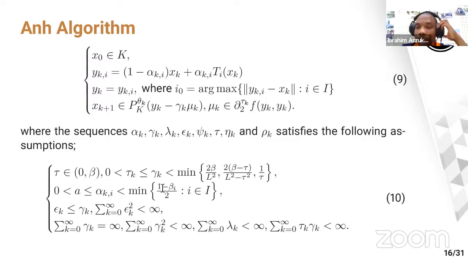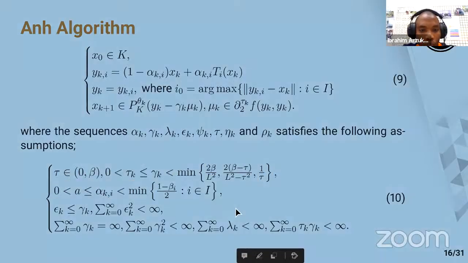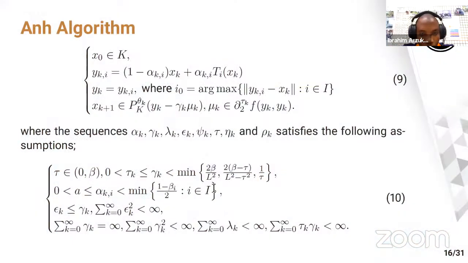Good afternoon, all. In 2021, the following algorithm was developed in order to solve the equilibrium problem over the fixed point set. He used the following algorithm 9, and made the following assumptions on the sequences of parameters of his algorithm. You can see the algorithm has many conditions. It needs Lipschitz continuity on the contractive mappings.